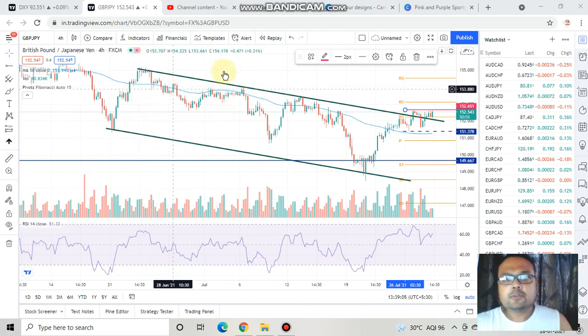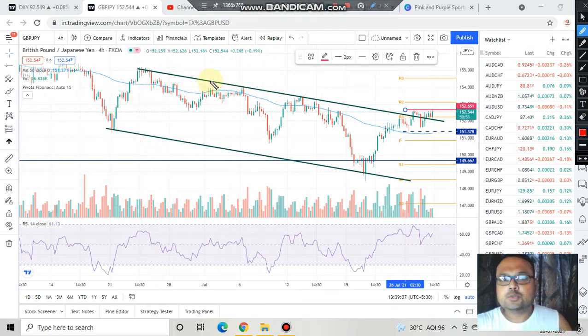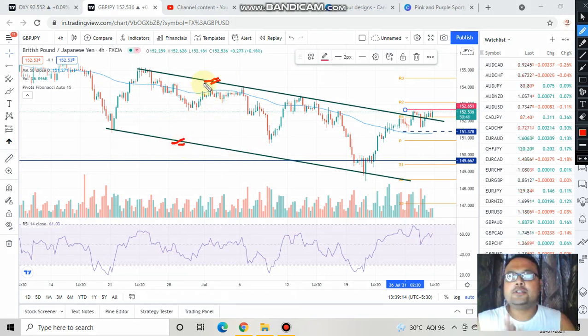First and foremost, I would like to talk about these two levels. These two lines are important. If you do not have these lines in your trading platform, then I request you, my dear friend, that you must draw these lines so that you can understand the chart and the market better.